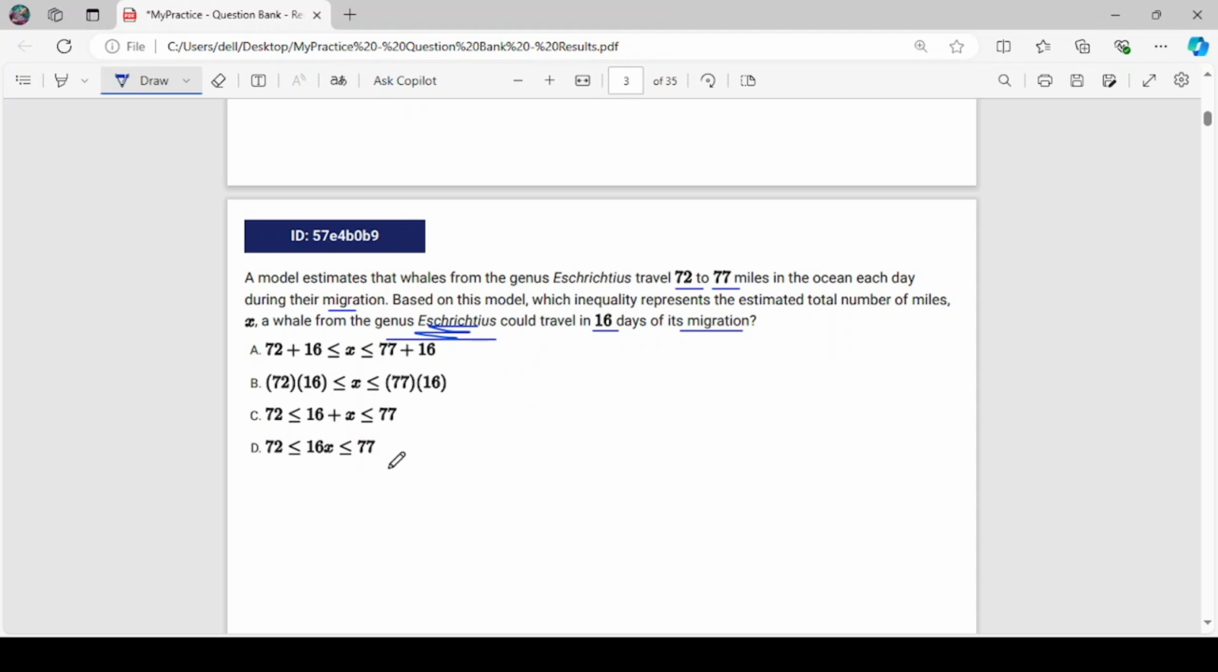So 16 days, the number of miles is x. Our x should be greater than 72 and smaller than 77, so let's start with the first choice: 72 times 16 days, x, greater than 72 and smaller than 77. From looking at this I know that this is our answer. We don't need to even get into these confusing equations. So this is the answer.